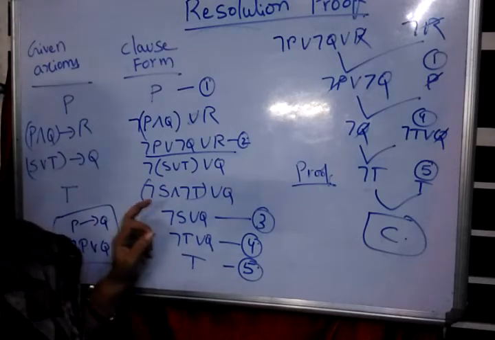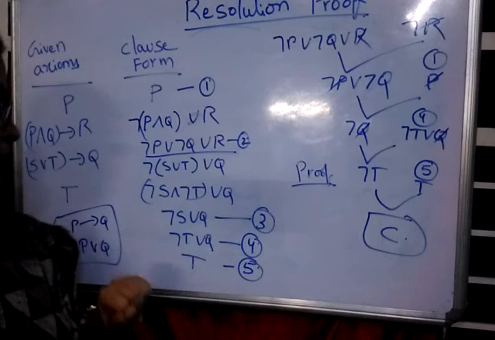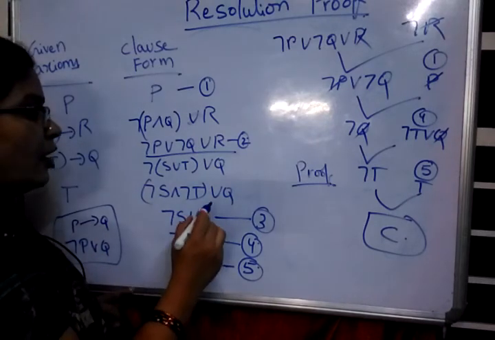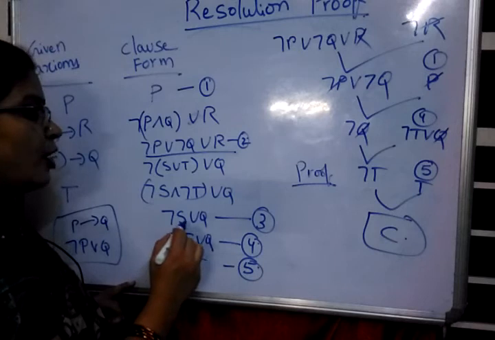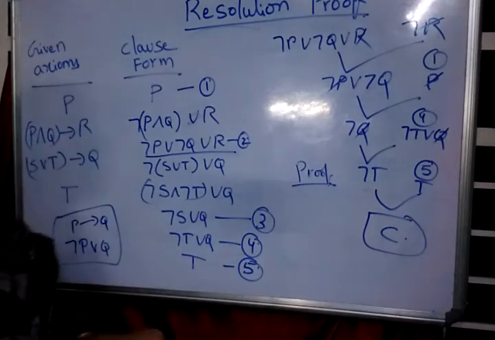Next, S or T implies Q. How will it become? Negation S and negation T, or Q. Finally we have negation S or Q, and negation T or Q, and finally T as the resultant.